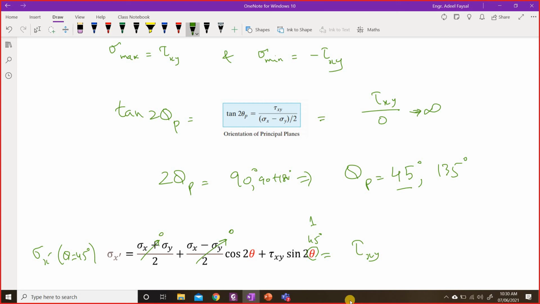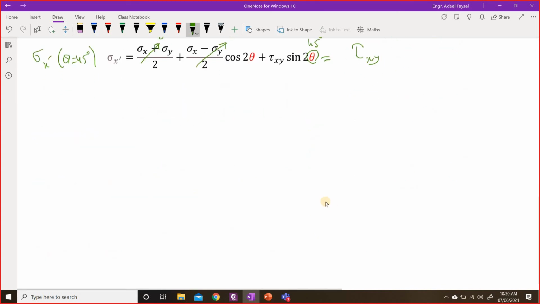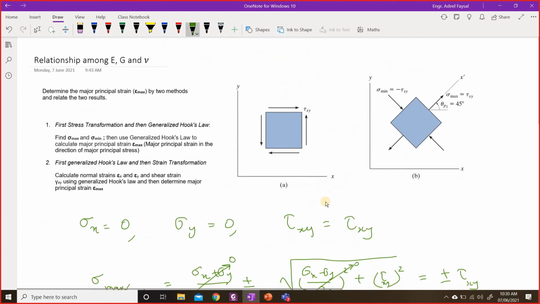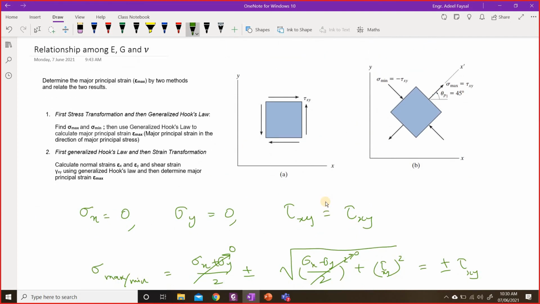So at 45 degrees, looking at this element at this angle, the stress is plus tau xy, which means it is tensile, and at this angle, 135 degrees, it is compressive tau xy. It's the same magnitude, but one is tensile and the other is compressive.